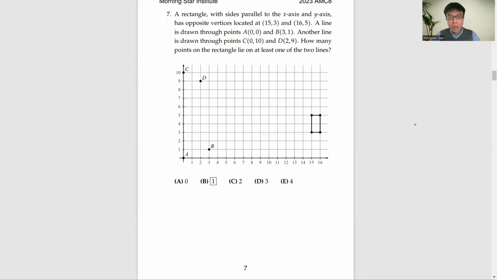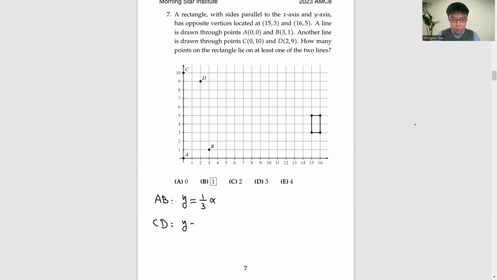For question 7, we can also write out the equations of these two lines. For example, for AB, the slope is 1/3 and it passes through the origin. So the equation for line AB is y equals 1/3 x. Now for the line CD, the slope is -1/2. So it's -1/2 x, but we have the y-intercept at C, which is 10, the y-coordinate. So it's -1/2 x plus 10. And now we can see where these lines intersect the rectangle.